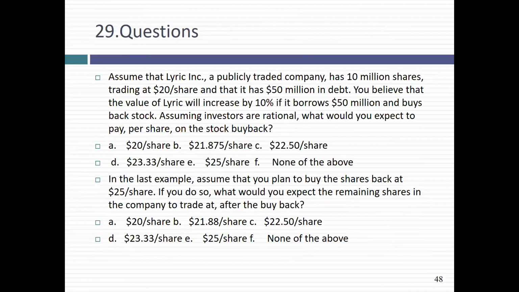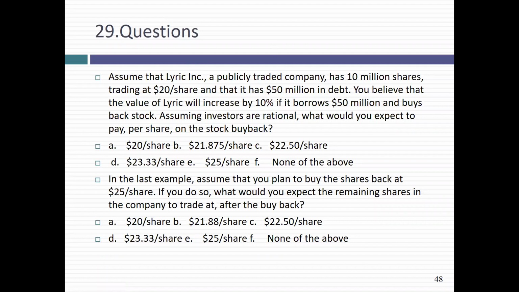Now, where did I get the 25 from? In order to calculate the 25, I need to figure out what is the total value of the company. So the total value of the company initially is $50 million in debt, plus 200 in equity. And I'm getting the 200 because I'm taking 10 million multiplying by $20 a share. So 200 million in equity, 50 million in debt. So 250 in total. Right?